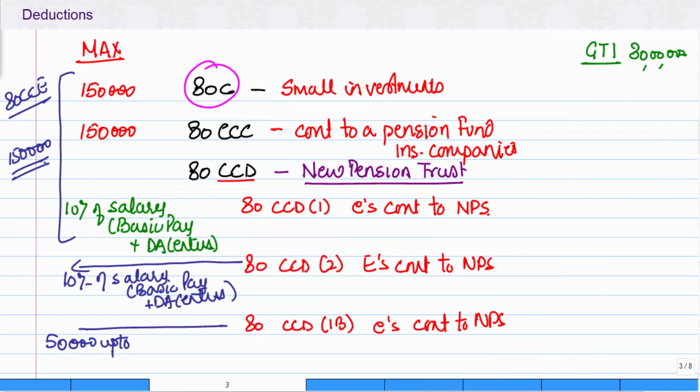Continuing, we've now looked at the deduction under 80C. Now 80CCC is simple contribution to pension fund.